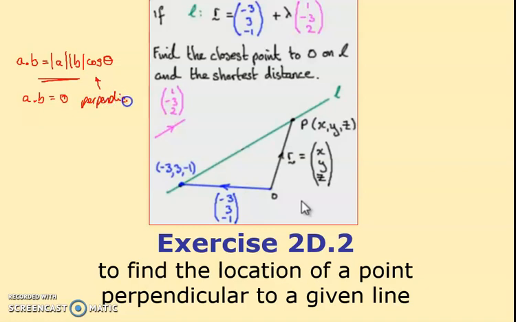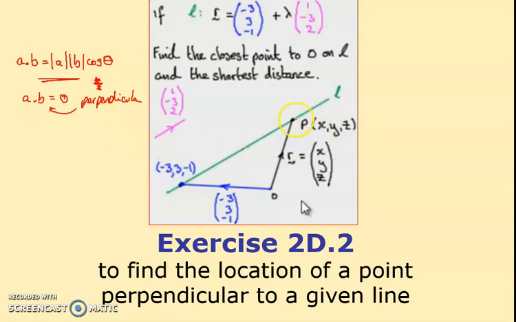So if you get a dot b equals 0, it's perpendicular. And on that basis, we can do quite a lot of maths. And we're going to use this in questions regarding lines.